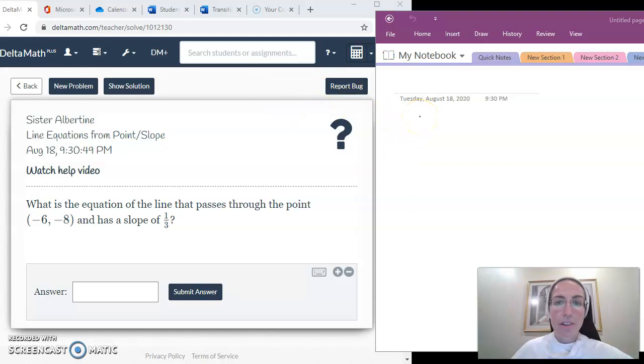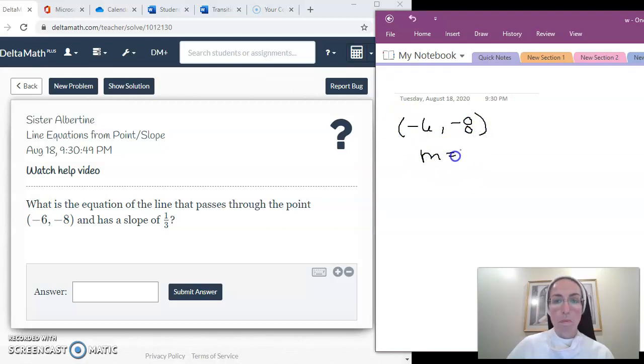Hi ladies, this video is for how to find the equation of a line if you have only a point and the slope. So let's suppose we know that a line goes through the point (-6, -8), and we know the slope is 1/3. What's the easiest way to write the equation for this line?